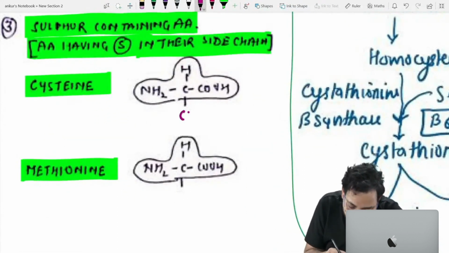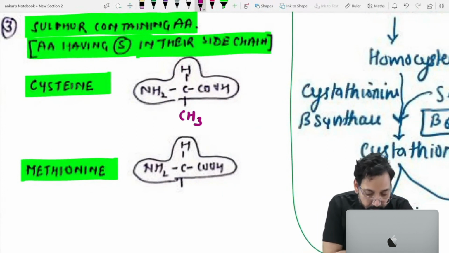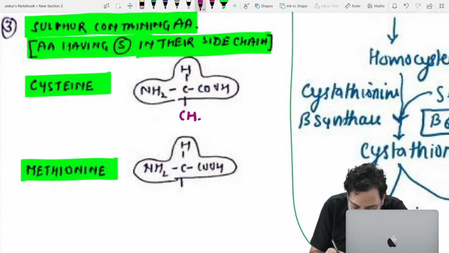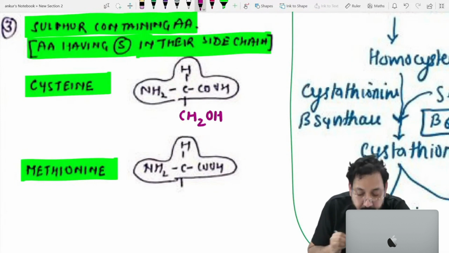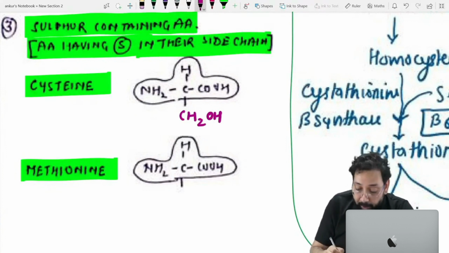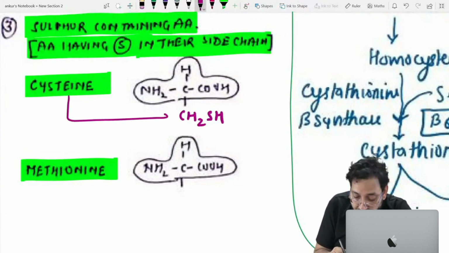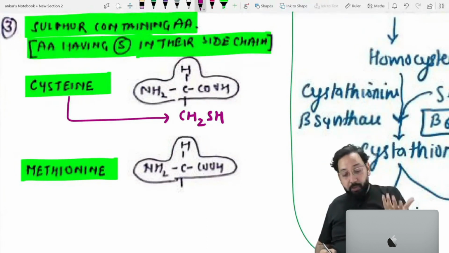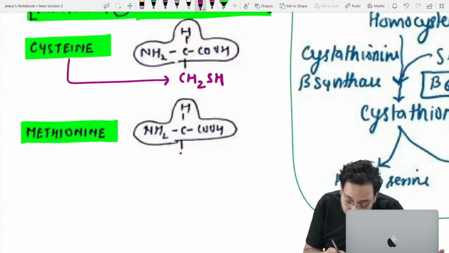Suppose this is CH3. This is alanine. If I remove this H or add just OH, this is serine. Again I repeat, this is alanine, this is serine, and if I say this is CH2SH, this is cysteine. So cysteine has SH. In alanine, you know, oxygen is joined in serine, sulfur is joined in cysteine. Clear?